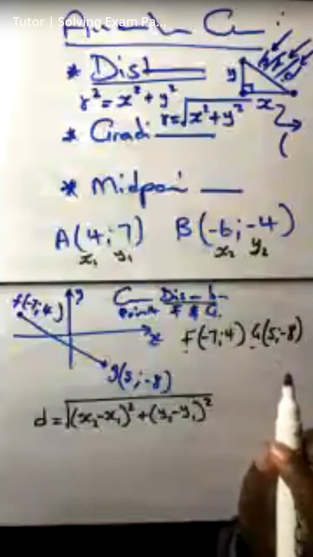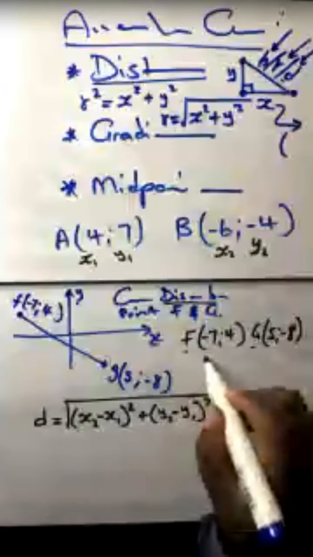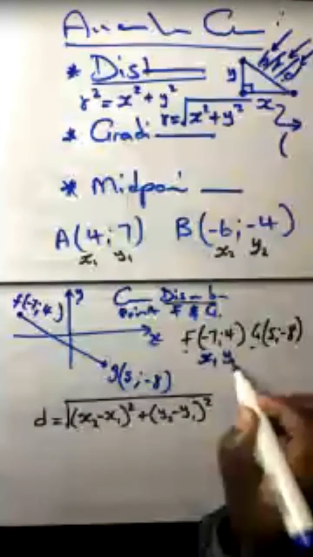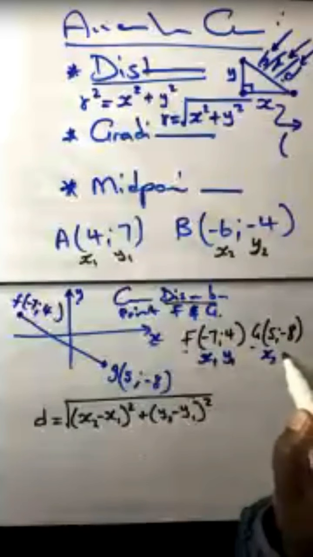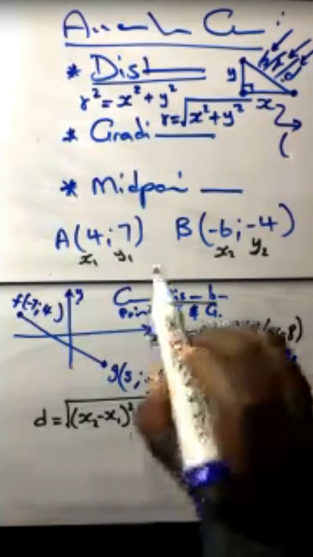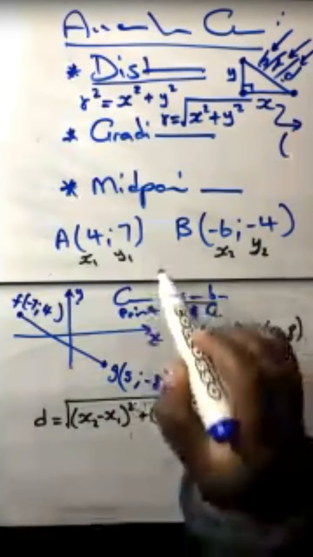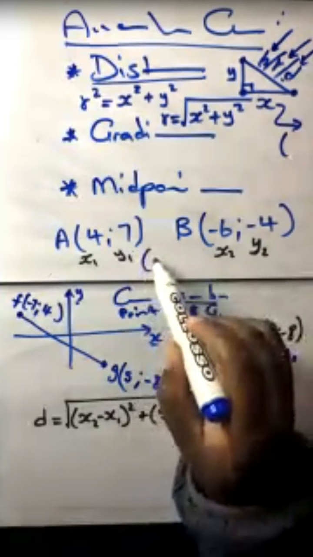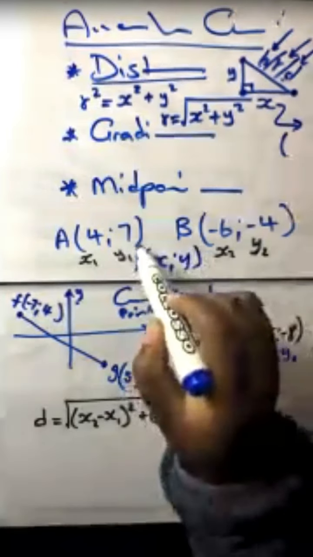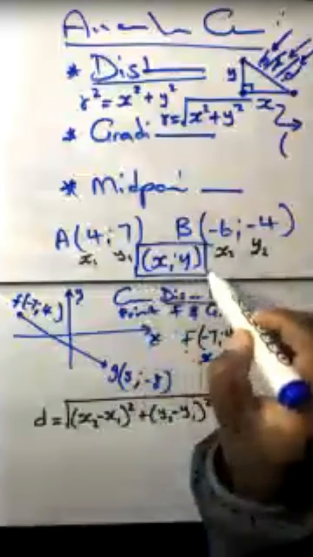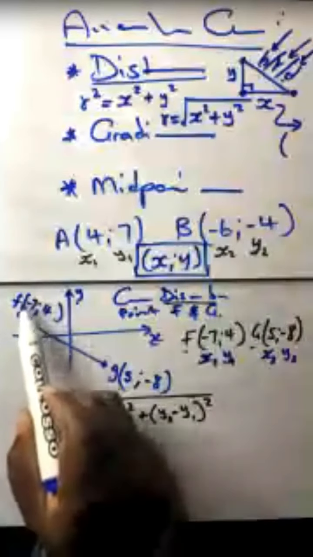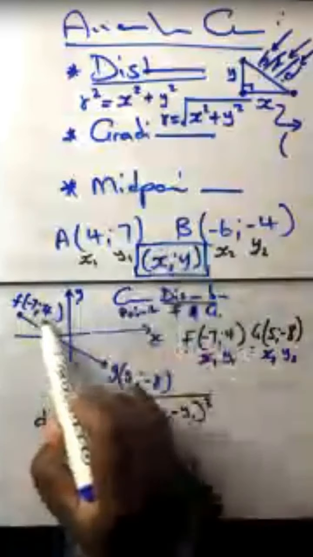A, B, C, D, E, F, G. So F comes first, which means this is going to be my x1 and this is going to be my y1. This is going to be x2. This is going to be y2. Remember, guys, with the coordinates, you have x and y. This is the standard form of how the coordinates are given. If they just give you a point and say it's -7 and 4, that first one is x, the second one is y.